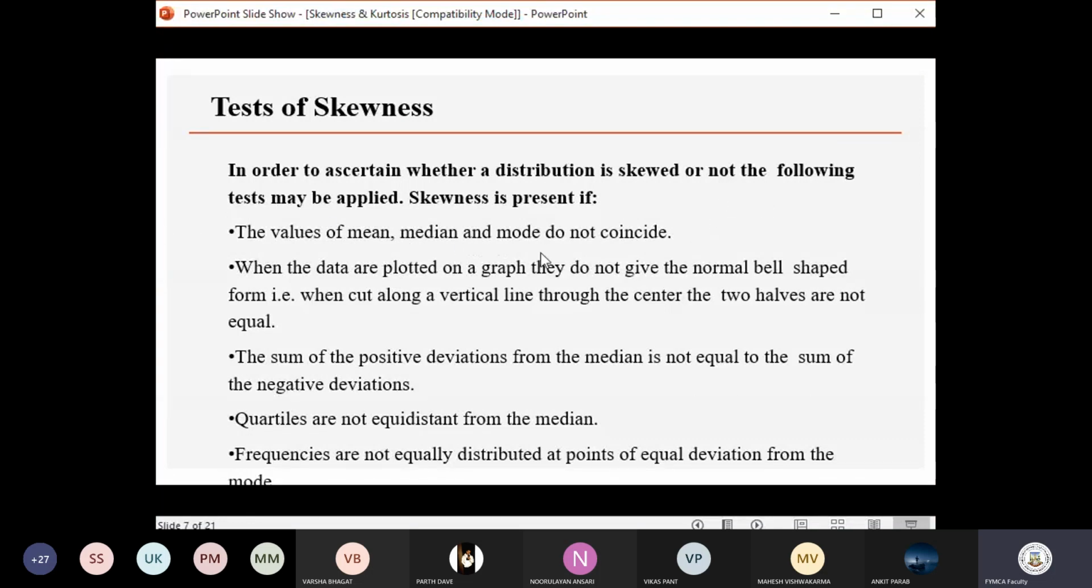So we can use the following tests. The first one is that skewness is present if they do not coincide. That is the case.